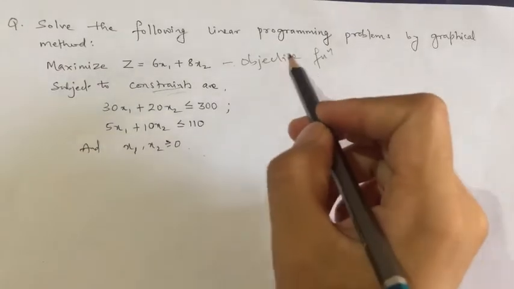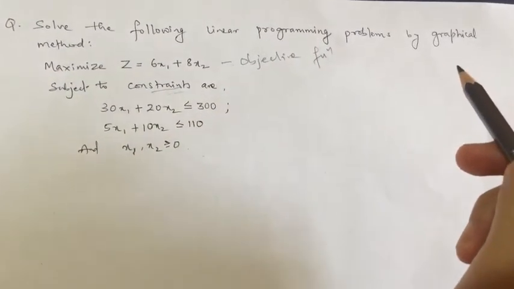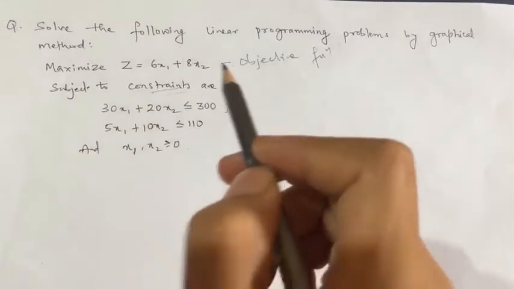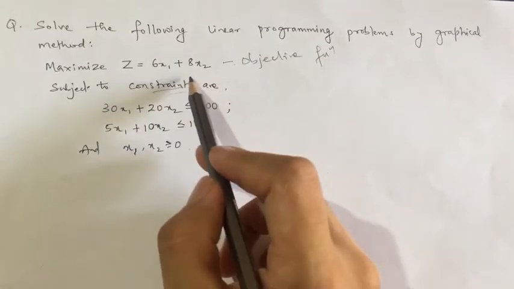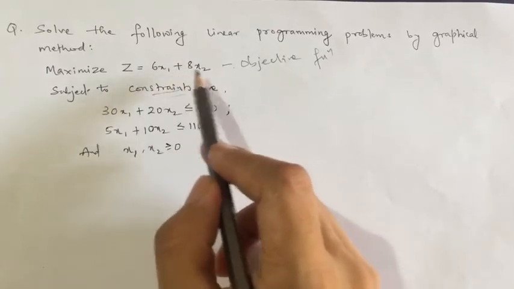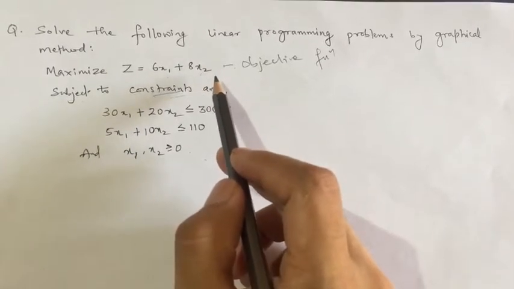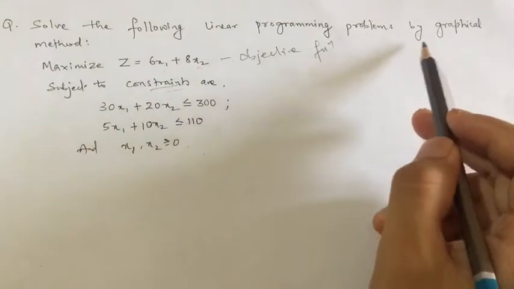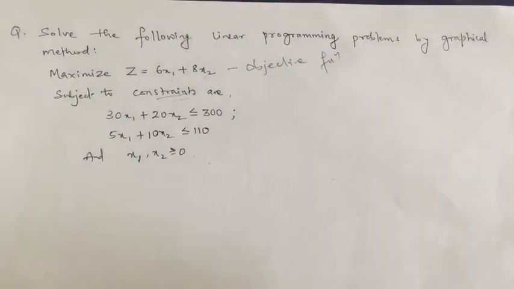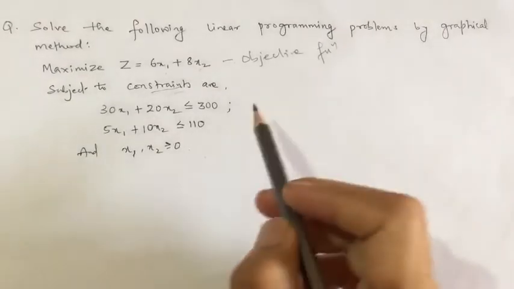So here we have to use the graphical method. Friends, remember one thing: we can use the graphical method only for LPPs having two variables. These two variables x1 and x2 are called decision variables. If there are more than two decision variables, then we cannot use this graphical method. Then we have to use another method, that is the simplex method. We'll learn that method later on.